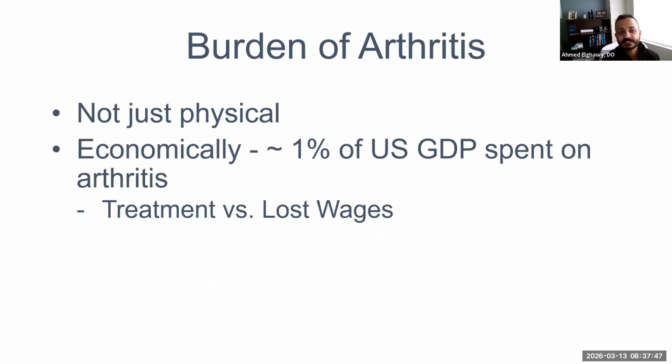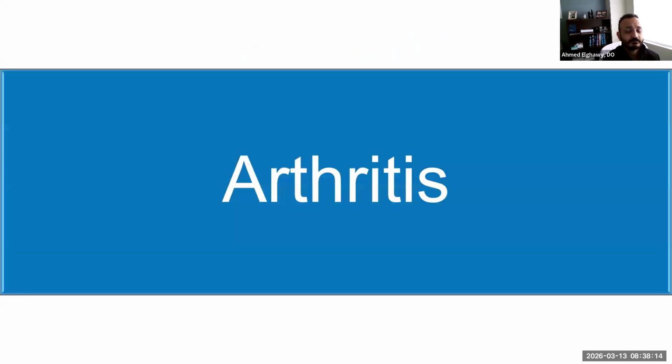But when we talk about arthritis, it's not just the physical manifestations of arthritis and the clinical manifestations that bother us. There's also a huge economic burden to arthritis, and it affects about 1% of the U.S. gross domestic product is spent on arthritis in some way, whether that is the treatment of arthritis, whether that is lost wages. This is very much an economic issue, not just a clinical one that we'll see in our daily lives. And so when we talk about arthritis, we like to try to split this up.